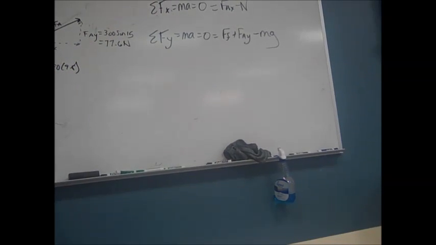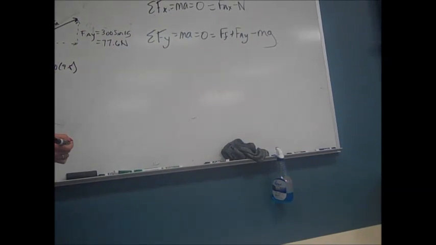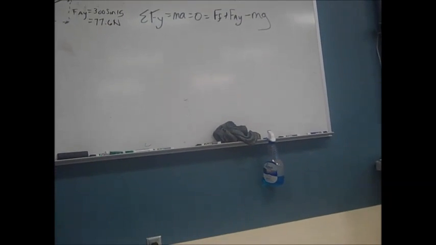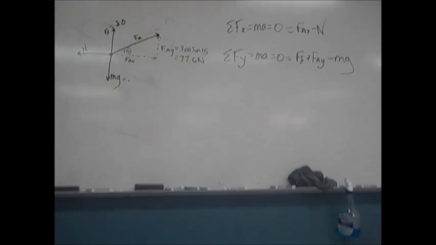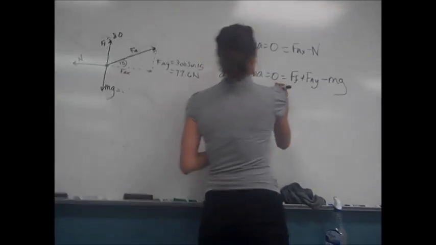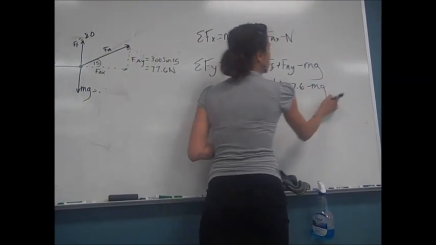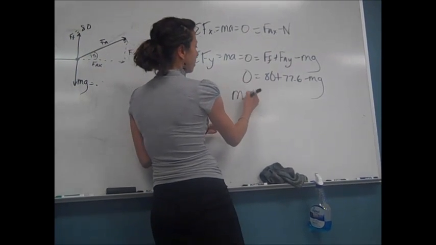Okay? And then this was 80 times 9.8. Oh, no, whoops. It was just 80. This was 80. Sorry. The frictional force was 80. I should just read the question. It's right on the paper. But anyway, so we plug in our numbers. 0 equals 80 plus 77.6 minus mg. Add mg to the other side.